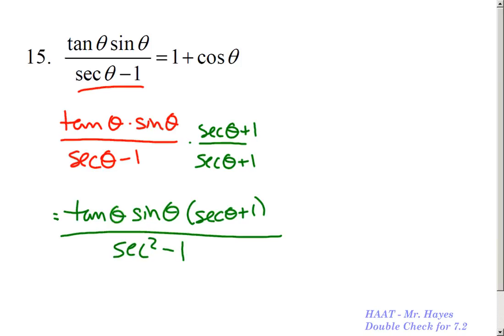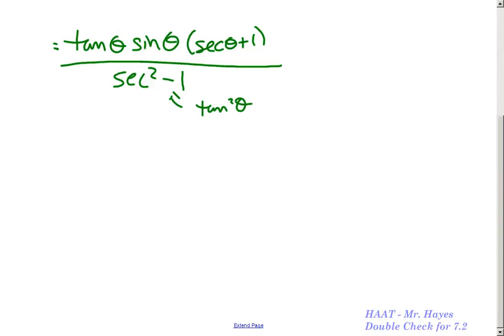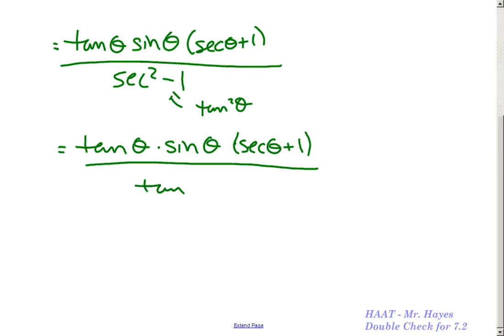Now you got secant squared theta minus 1. The question is, what is that going to equal? Secant is 1 over cosine. So that means that this is all going to equal tangent squared theta. So when you do that, that kind of opens up things a little bit. I've got tangent theta times sine theta times secant theta plus 1 over tangent squared theta. Now, one of the tangents divides out.